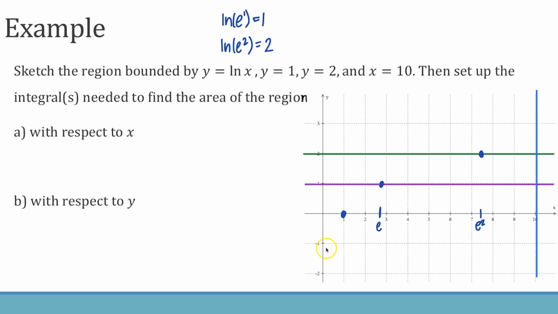So now I'm going to go ahead and sketch my natural log x function. All right, here it is. And now we want to shade the region that's bounded by all of these equations. So the region that's bounded by all of them is going to be this region here. So we're thinking about it has a boundary of all of those different 4 equations involved.